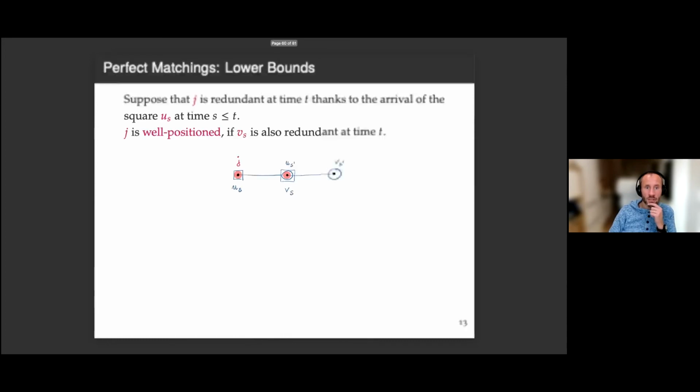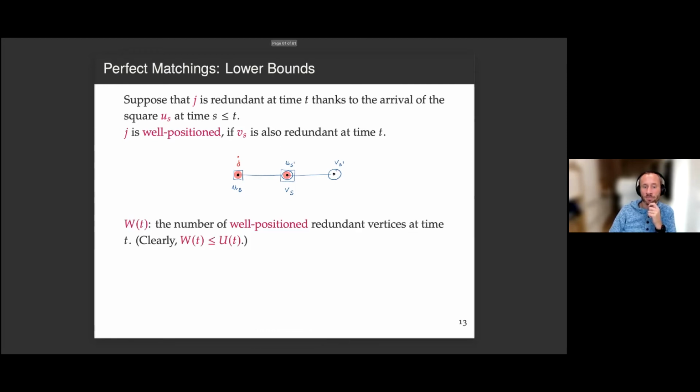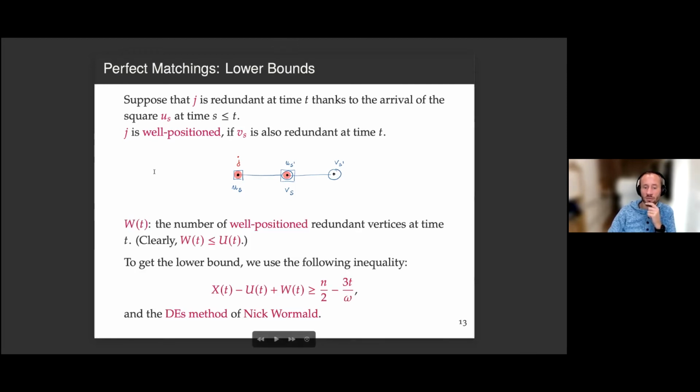Okay, so that's it. And then I mentioned I need to keep track of those chains. So we have the so-called well-positioned guys, which is simply saying I have a redundant vertex which has one circle, precisely one circle connected because it's just one square. And then this one is also redundant because something arrived here after time s, and that was the only square on that node. So we can have some chains of redundant nodes, and that will be called well-positioned. And we can keep track of those.